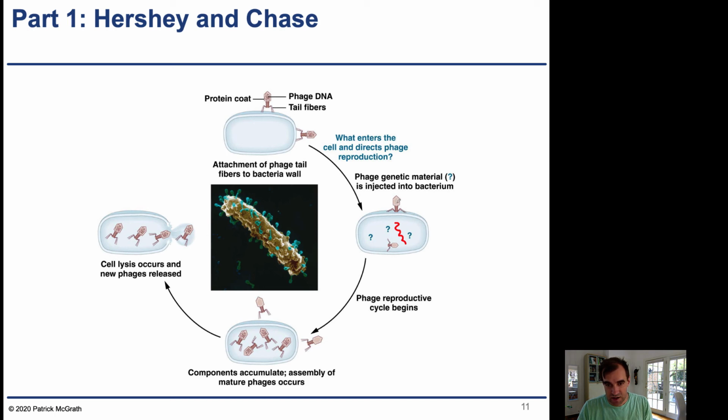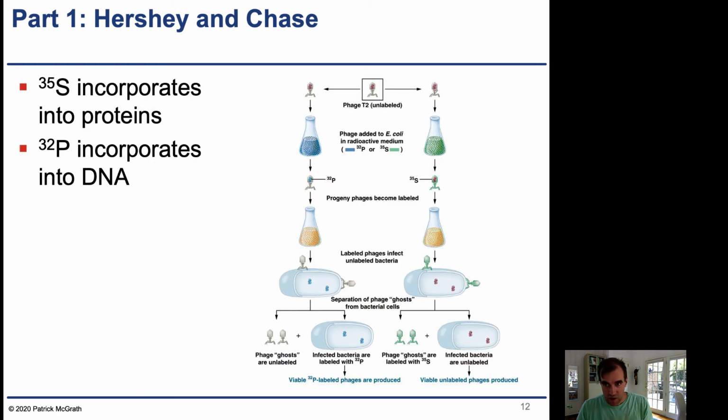So this bacteria has injected some sort of material into the cell, and then this material is able to direct the construction of new mature phages. And so they took these phages that were unlabeled and they added them to E. coli in radioactive medium, either containing 32P or 35S. And so these phages had 35S incorporated into them. These phages had 32P incorporated into them. And so this is just kind of shown by color.